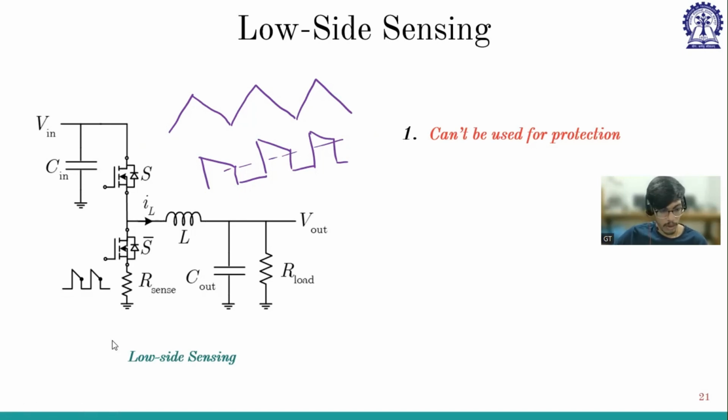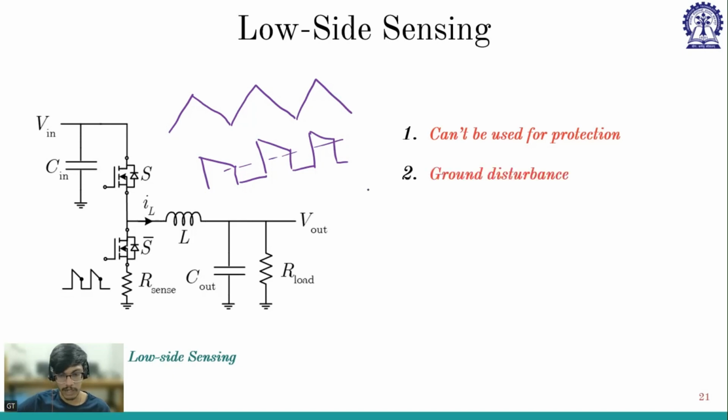Now, low side sensing has valley information, so we can go for valley current mode control, but there is a ground. As I told, there will be some disturbance, some kind of noise at the ground, which will again be reflected in our sensing as well. So ground disturbance will come into our measurement.